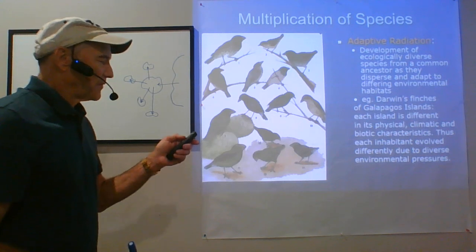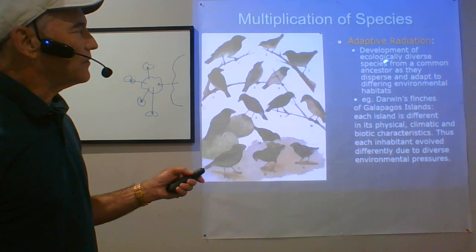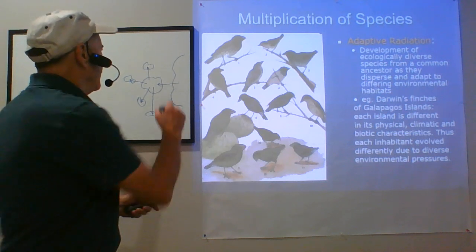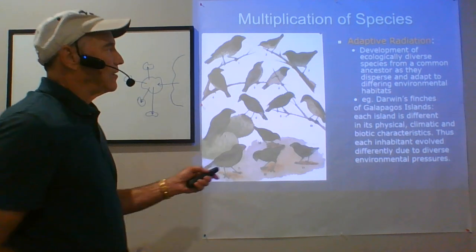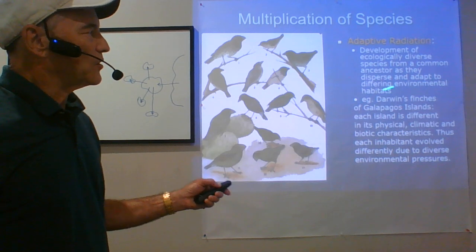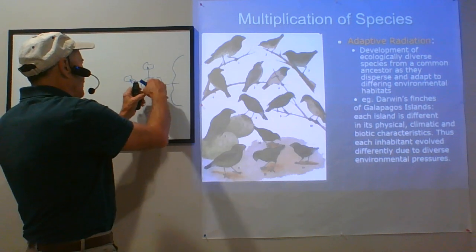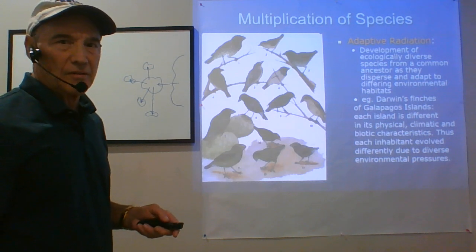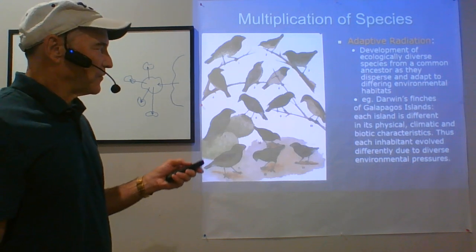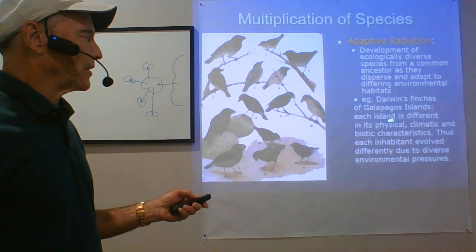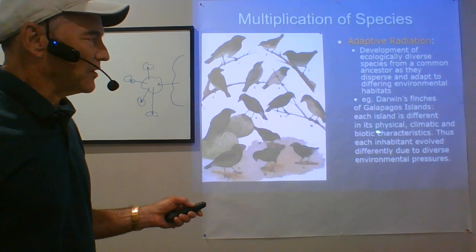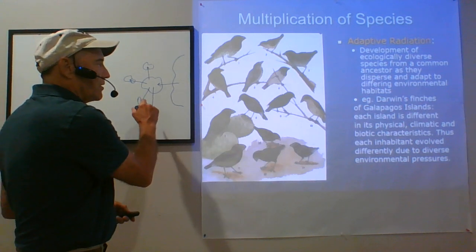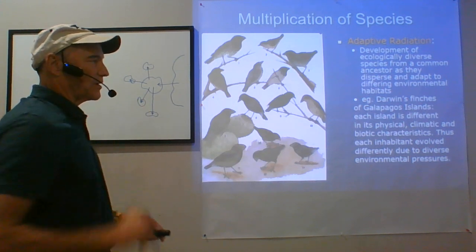Development of ecologically diverse species from a common ancestor, as they disperse and adapt to different environmental habitats. As they spread out, they adapt over generations to different environments. Darwin's finches of the Galapagos Islands. Each island is different in its physical, climatic, and biotic characteristics.